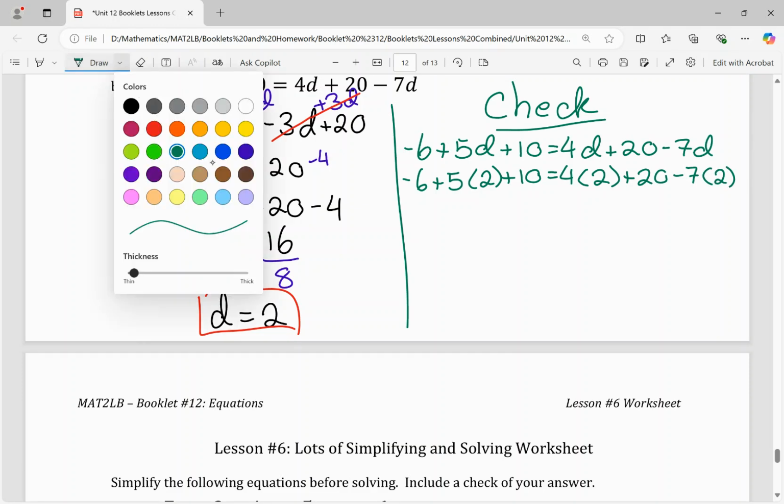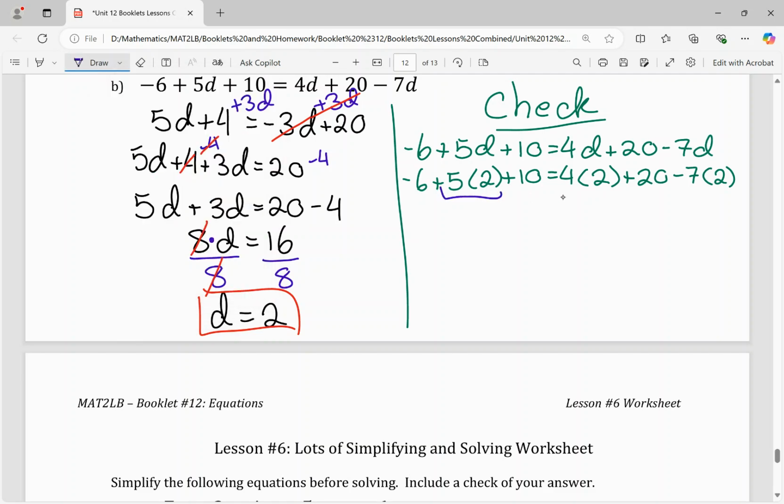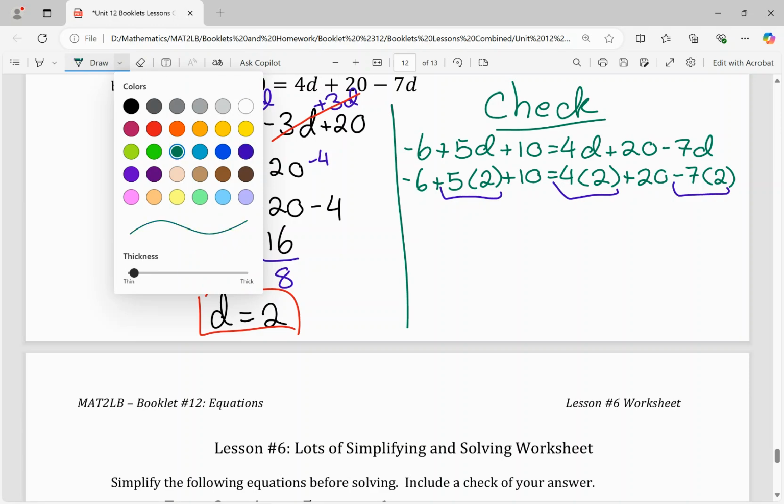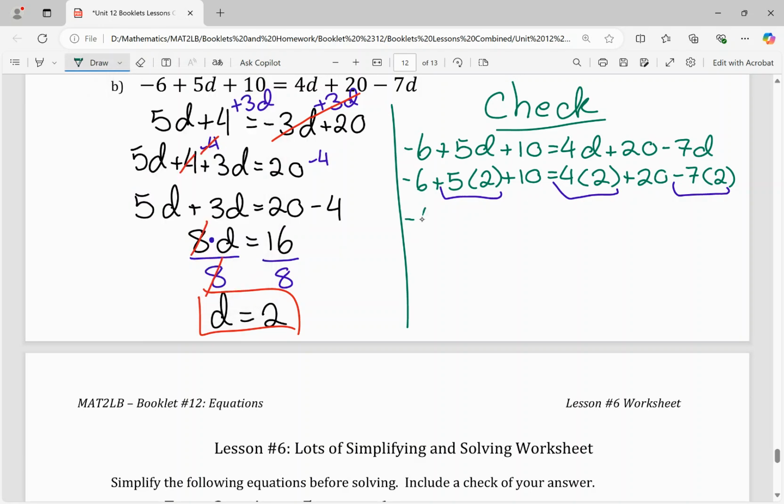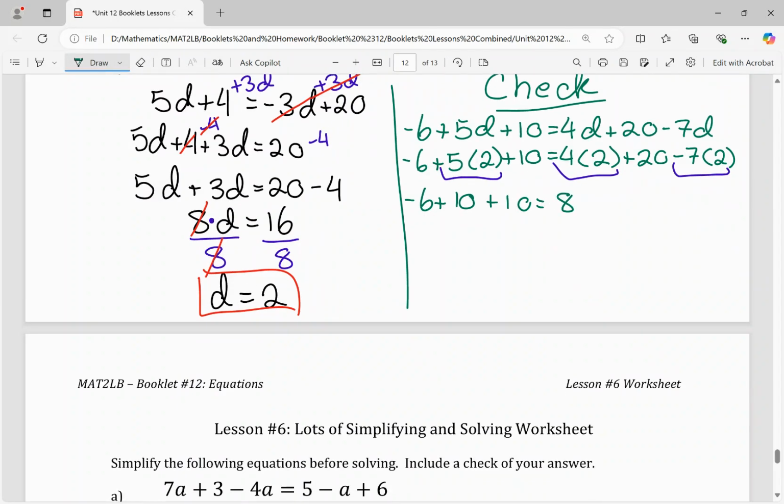Now we need to solve both the left and the right-hand side. And when solving, we do multiplication first and addition second. So we're going to take everything that I underlined in blue, or maybe that's purple, I'm not too sure, and we're going to sort that out first. So the negative 6 comes on down, plus 5 times 2, which is 10, plus another 10 from that guy right there. And that is equal to 4 times 2, which is 8, plus 20 minus 7 times 2, which is going to be negative 14 as such.